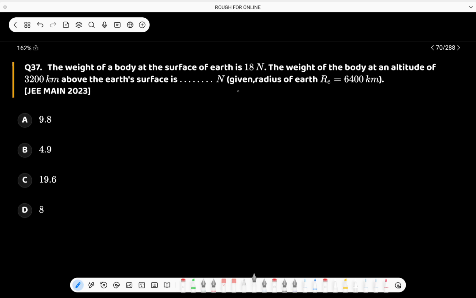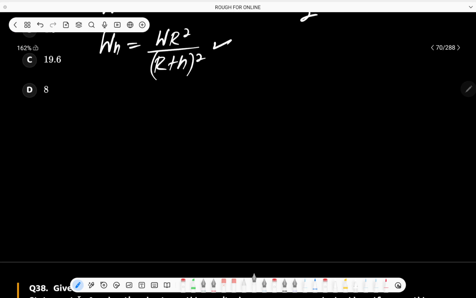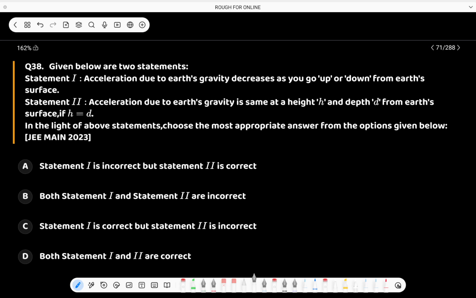So question number 37 ये है कि यहाँ पे weight of the body is given on the surface of earth, that is 18 Newton at a height which is equal to 3200 kilometers. This 3200 kilometers is nothing but it is r divided by 2. We will have to calculate the weight. WH equal to W into r square divided by r plus h whole square. Just put the value here and get the answer from here, using this formula. तो क्वेश्चन नंबर 38 आप देख लें बेटा.